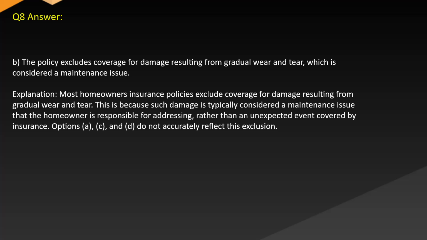Answer: B. The policy excludes coverage for damage resulting from gradual wear and tear, which is considered a maintenance issue. Explanation: Most homeowners insurance policies exclude coverage for damage resulting from gradual wear and tear. This is because such damage is typically considered a maintenance issue that the homeowner is responsible for addressing, rather than an unexpected event covered by insurance. Options A, C, and D do not accurately reflect this exclusion.